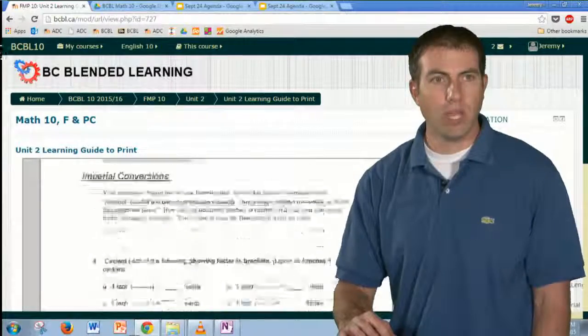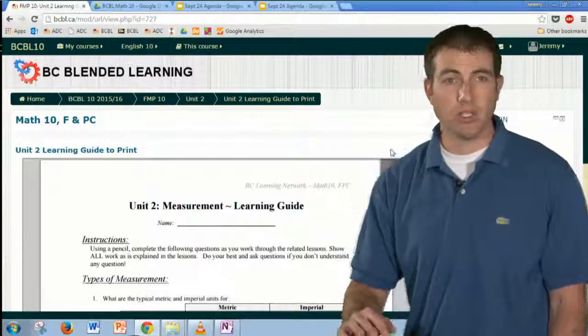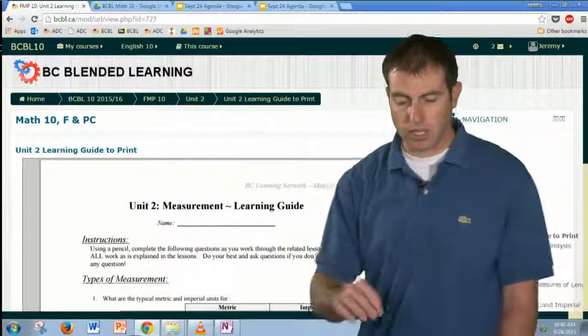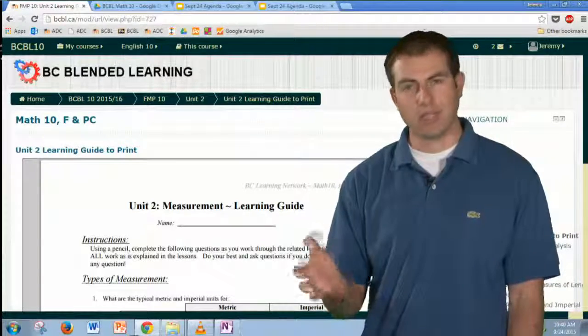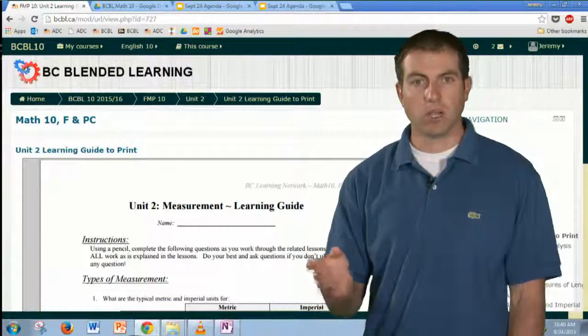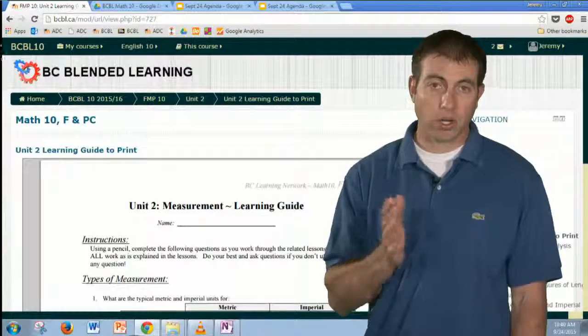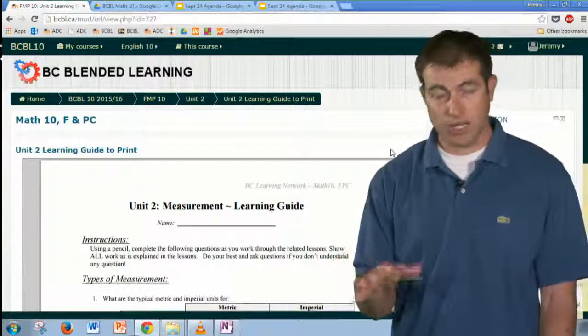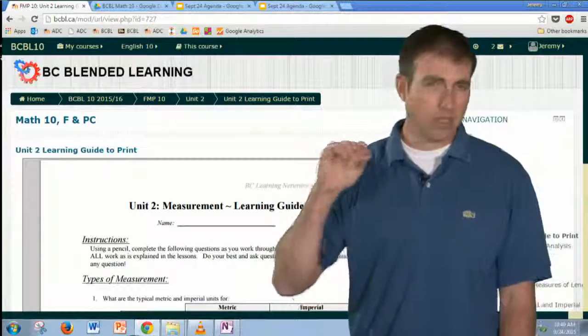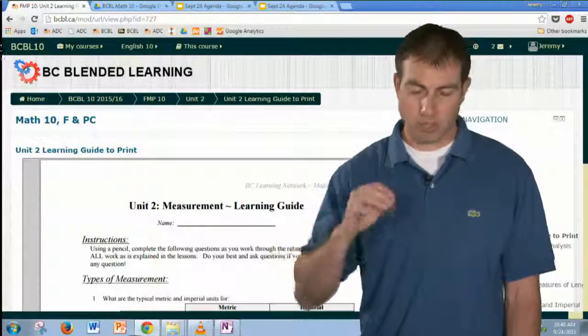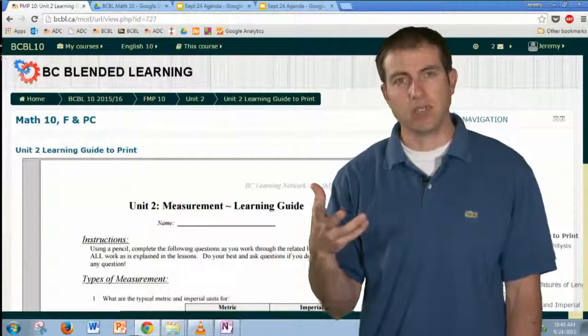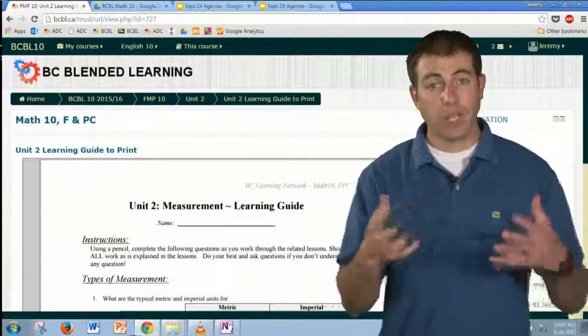Now, the way that I want you guys to maybe think of the Unit 2 learning guide is more of a review for the exam than something we're going to do along the way. You can work through it as we go. That's fine. It doesn't really matter when it gets done. But the learning guides are what you're going to submit to me. So it makes sense for you to go through the lessons with me.